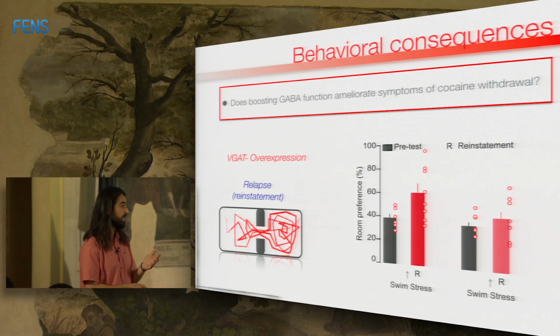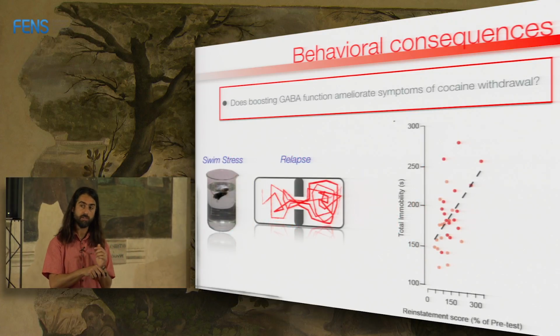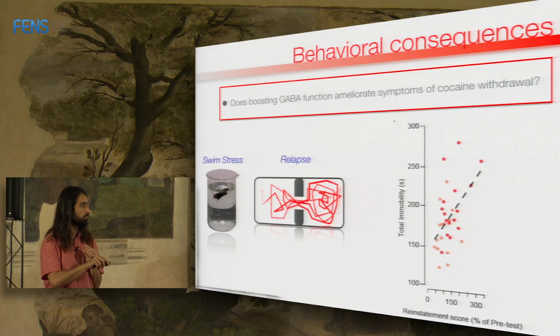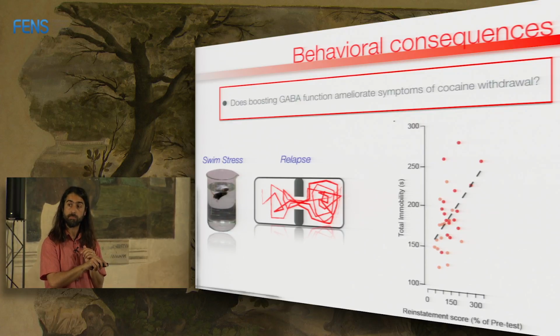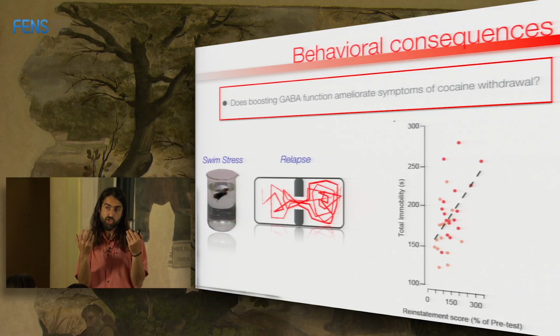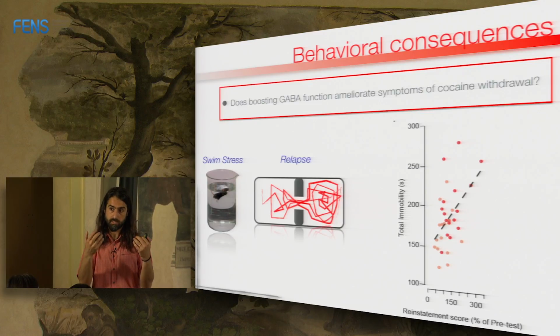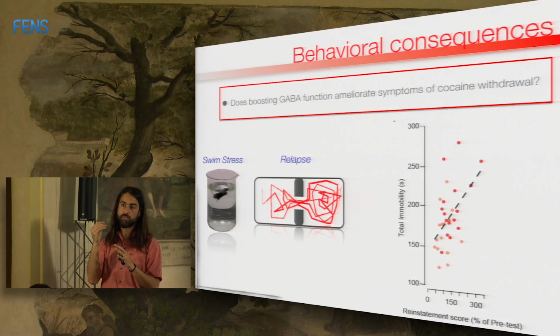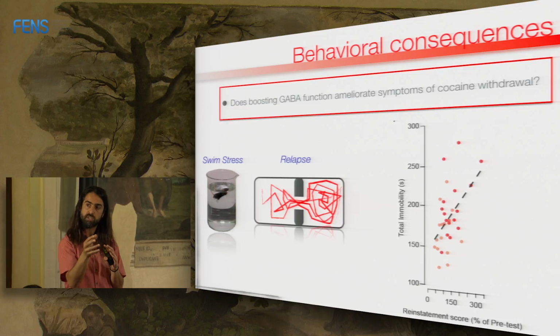But what we found pretty interesting is that when we plot the total immobility in the forced swim stress against the score for reinstatement, we find that they are positively correlating. This suggests that the amount to which the animal is feeling this depressive state is connected to the fact that the mouse will go and choose the cocaine-paired compartment. So the two seem to be strictly related to one another.